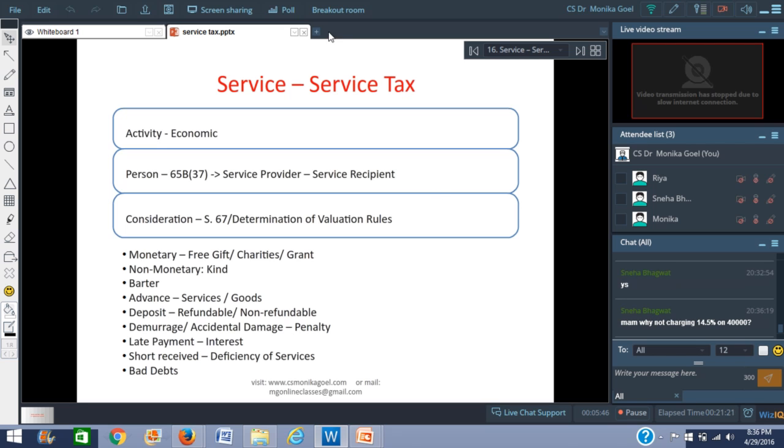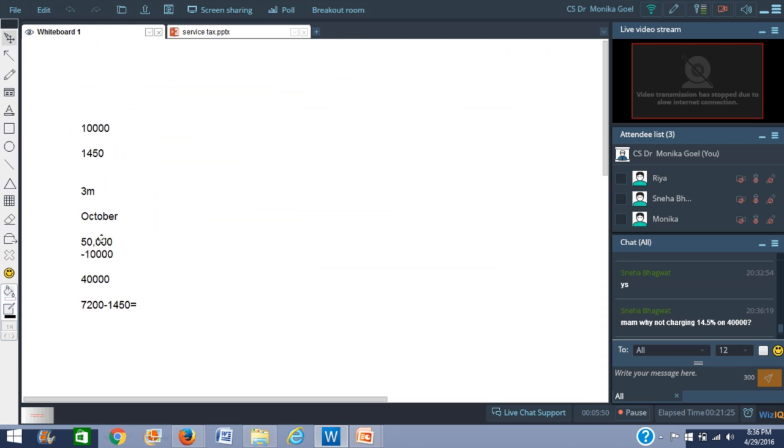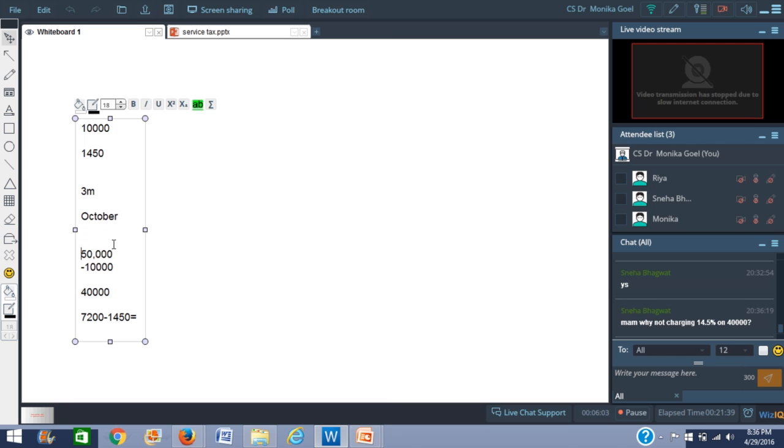Why not charge 14.5% on 40,000? See, the thing is that on every invoice you would be charging. Now this 50,000 might contain 10 different invoices, and on every invoice you would be charging. This adjustment you would be doing at the time of payment of service tax and at the time of filing the return. You're getting my point?